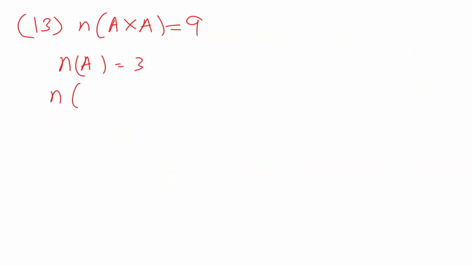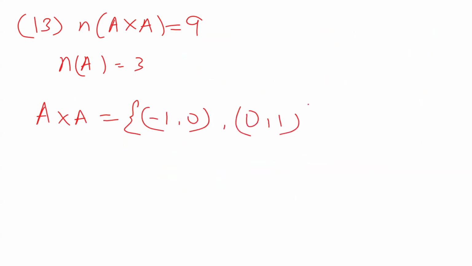A cross A has 9 elements. So n of A cross A is equal to 9, so n of A has to be 3, because 3 into 3 will give you 9. It is the Cartesian product of A with itself. When I say A cross A, they have given you certain ordered pairs over here: -1, comma 0 and 0, comma 1. Out of 9, they have given you 2 ordered pairs.